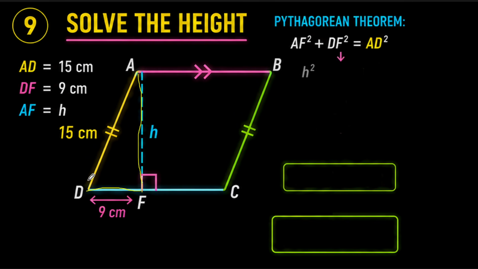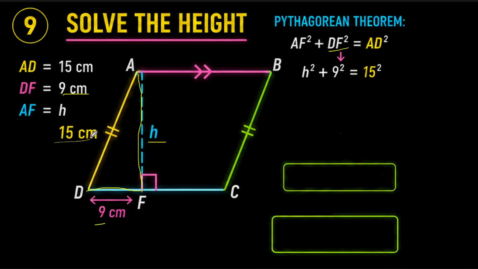So what we're going to do is to substitute the AF. What is AF? AF is H, which is H squared. So napalitan natin yung AF ng height, pinalitan natin ng H. Plus, yung DF natin dito, alam natin na 9 na yan. So 9 centimeters, it will become 9 squared equals AD. AD is 15, so it will become 15 squared. So, missing dito is the height, which is yun yung goal natin.